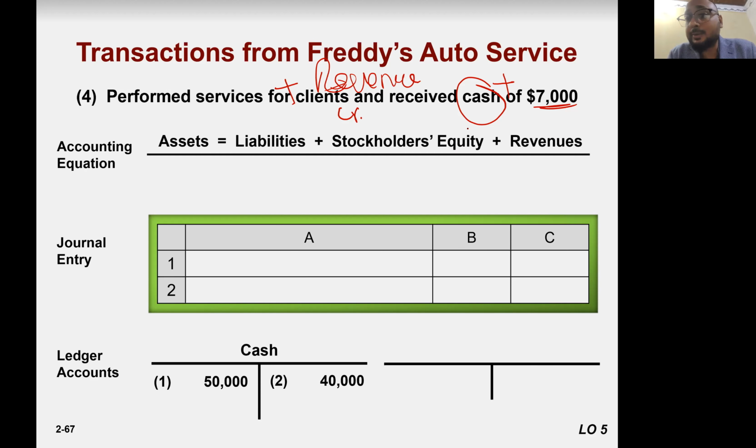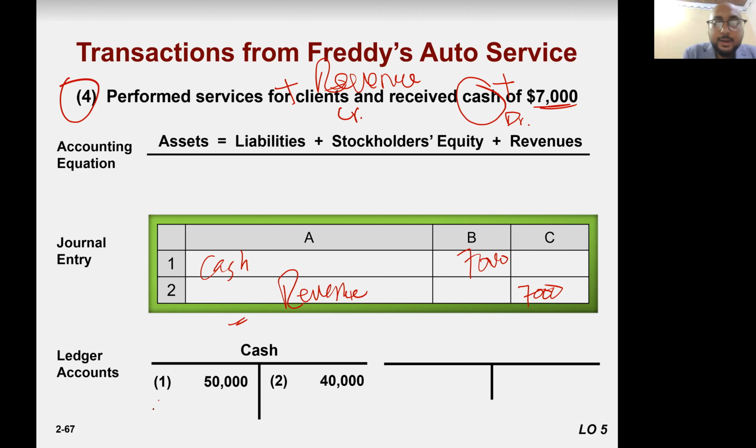Cash increase. Cash is an asset account. Asset increase, debit. So how do we write down the entry? Cash to revenue, 7,000. Okay, do we have a cash T account before? Yes. And this is 4. Cash is increased, debit side, so we write it on 4, 7,000 here.